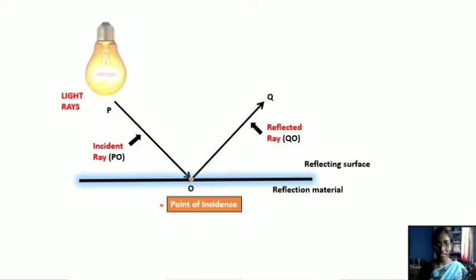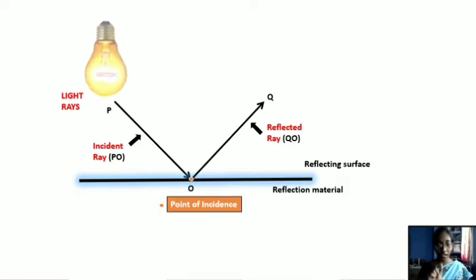So PO is the incident ray which comes from the light source, and the point at which the incident ray meets the reflecting surface is called the point of incidence, and from the point of incidence the ray is reflected, and this ray is called the reflected ray. So now we have two rays, right?